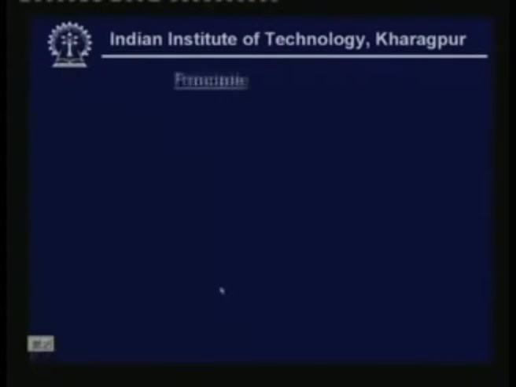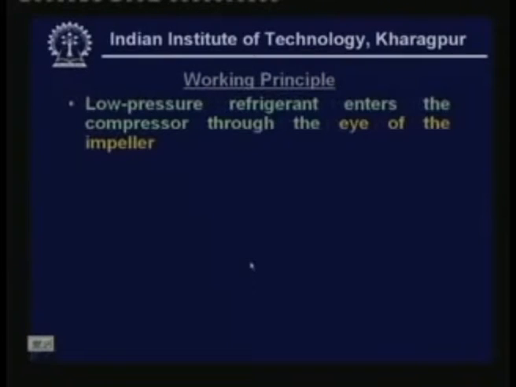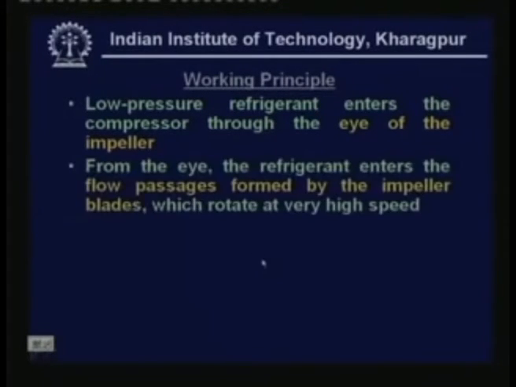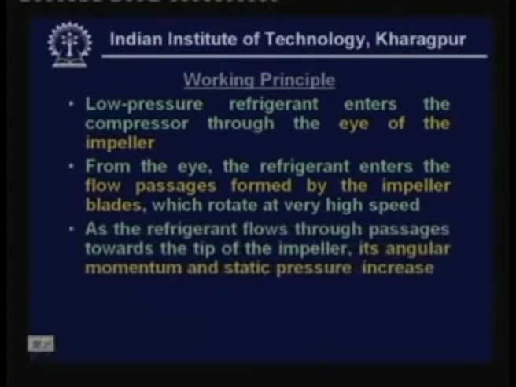Now let me explain the working principle. Low pressure refrigerant enters the compressor through the eye of the impeller. Eye of the impeller is nothing but the inlet of the impeller. From the eye, the refrigerant enters the flow passages formed by the impeller blades, which rotate at very high speed. That means the impeller will be rotating at very high speed. As the refrigerant flows through the passages towards the tip of the impeller, its angular momentum and static pressure increase.